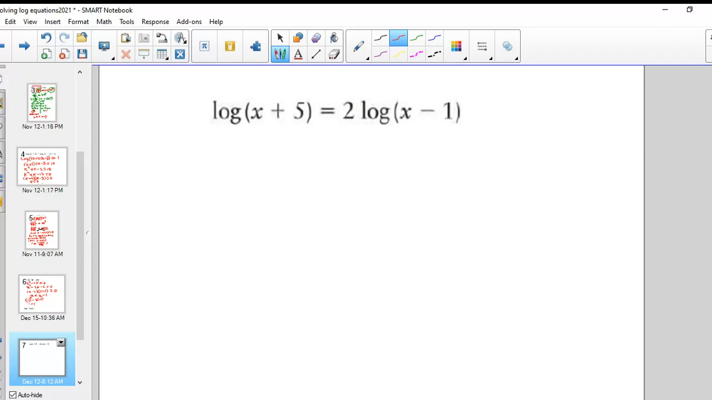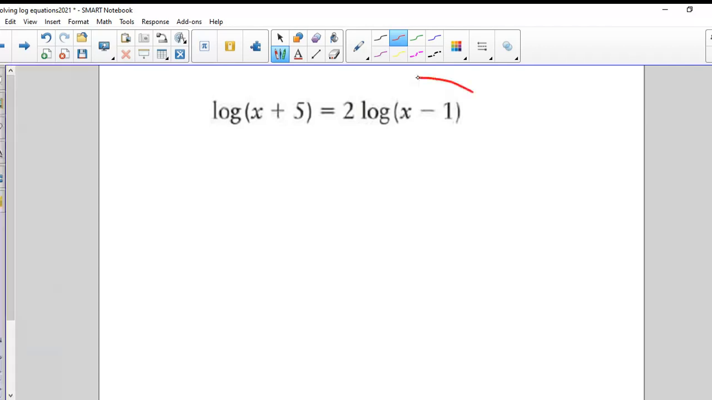Okay, so let me give you a hint then. You're right, that 2 does seem like it gets in the way a little bit, unless we can apply the power law of logs to that side. That might make that side look a little different. What do you think? Can I rewrite? Yeah, I was going to say that, but I didn't think that made sense. So it would be log of x minus 1 squared.